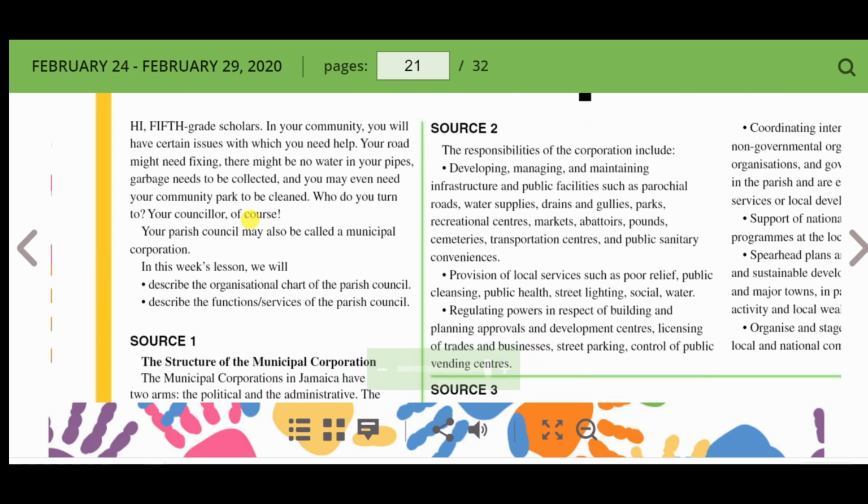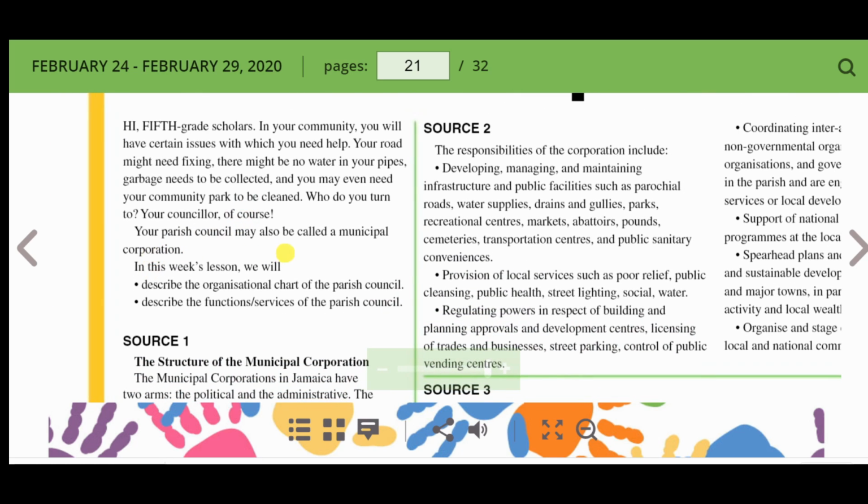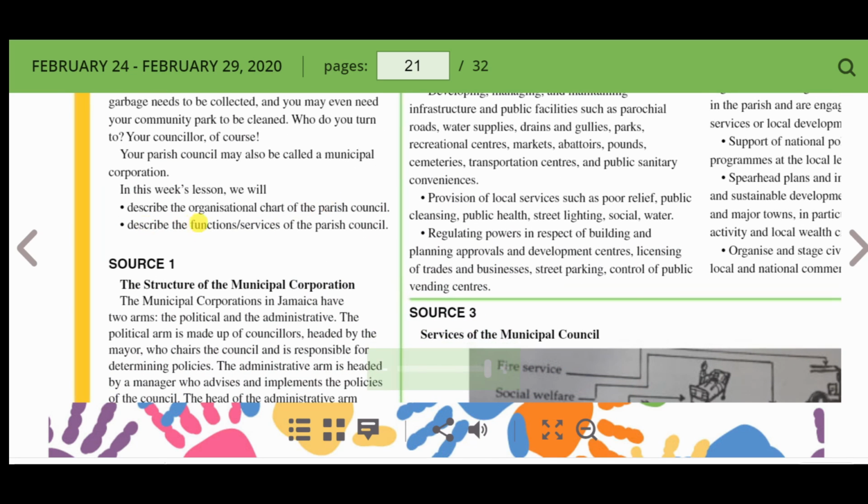Your councillor, of course. Your parish council may also be called a municipal corporation. In this lesson, we will describe the organizational chart of the parish council and describe the functions or services of the parish council.